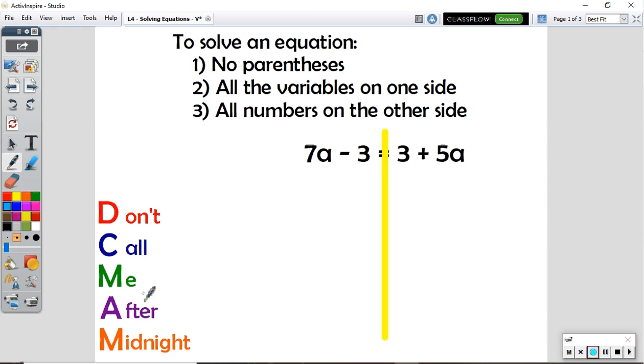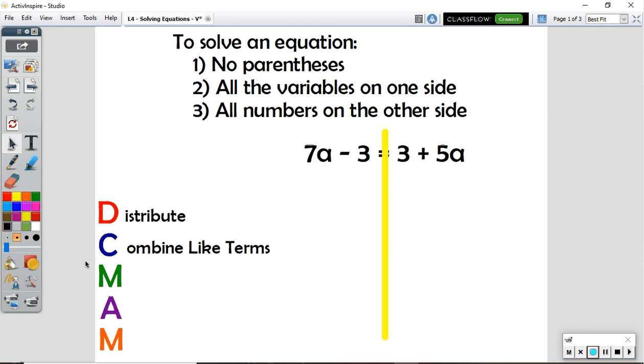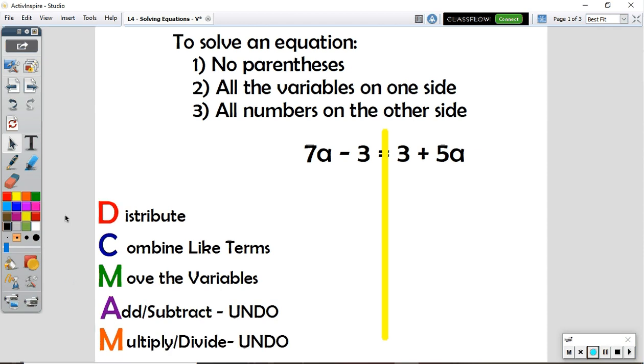So we use this strategy, "Don't call me after midnight," to represent how we're solving these complex problems. Remember, these just help us remember the order. The D actually stands for distribute. That's the first thing I do. The C is combine like terms. The first M is where we move all of our variables to one side. Then the A, we undo our addition and subtraction. And finally, we undo our multiplication and division.